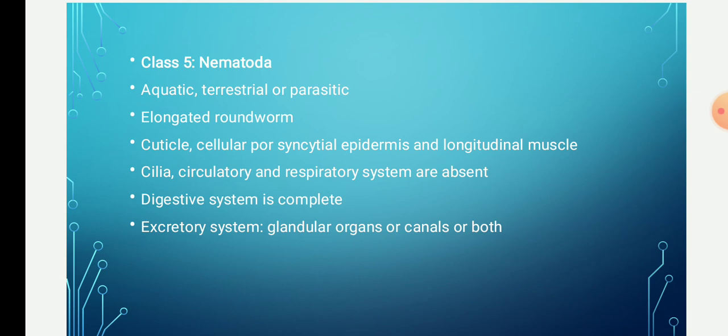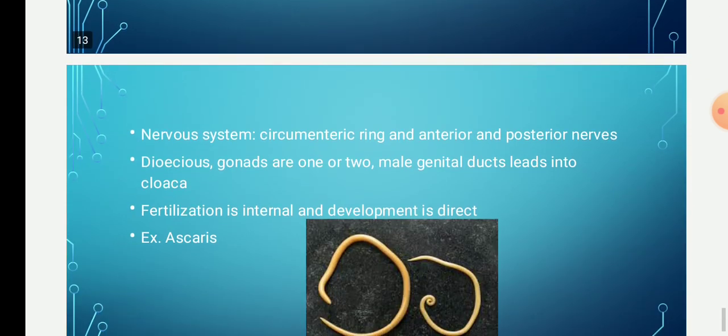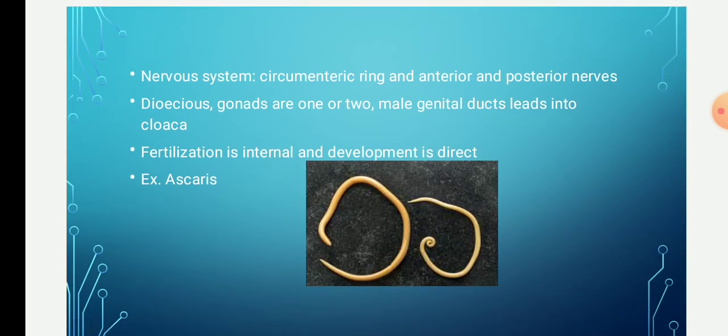Excretory system consists of glandular organs or canals, or a combination of both, that is glandular organs and canals. Then the nervous system consists of a circumenteric ring and anterior and posterior nerves. They are dioecious. Male is smaller than the female. In the picture we can see the male is smaller. The smaller one is the male, and the female will be longer.